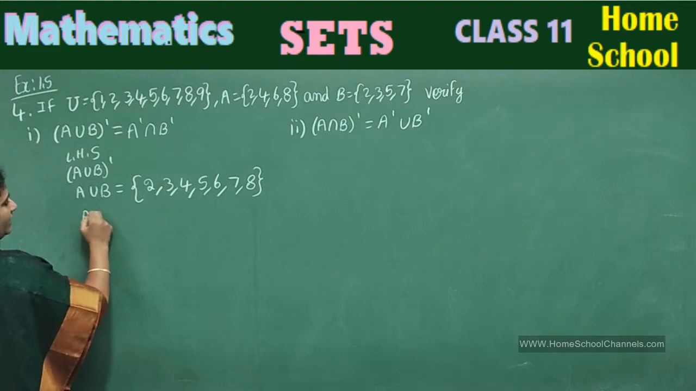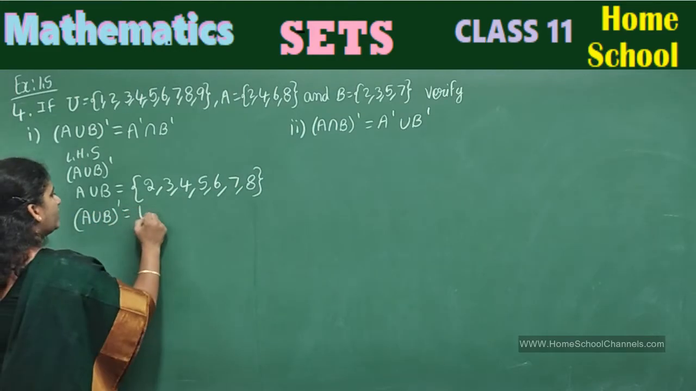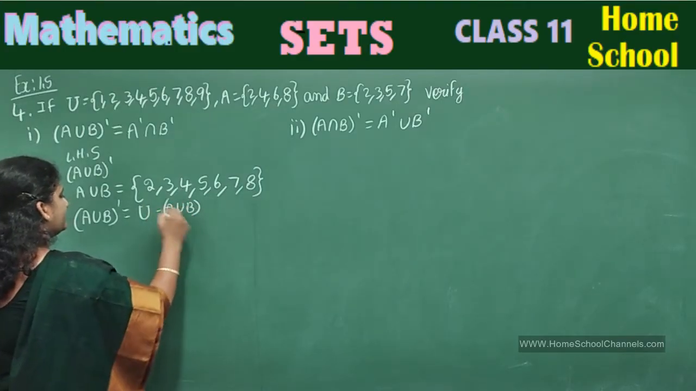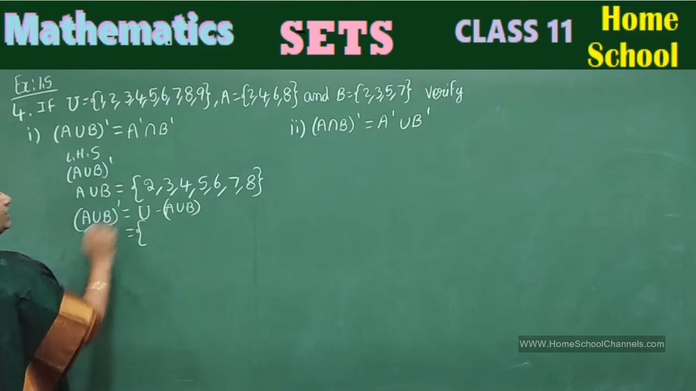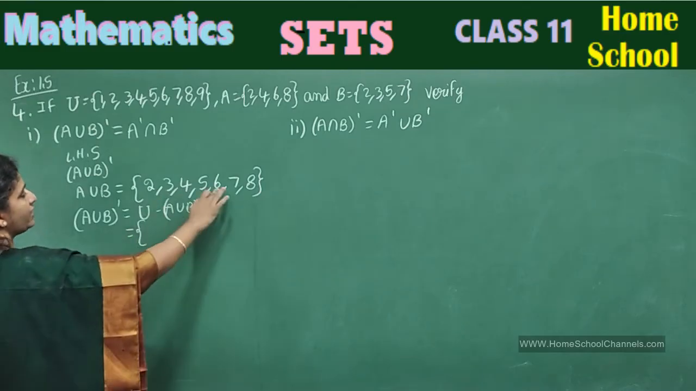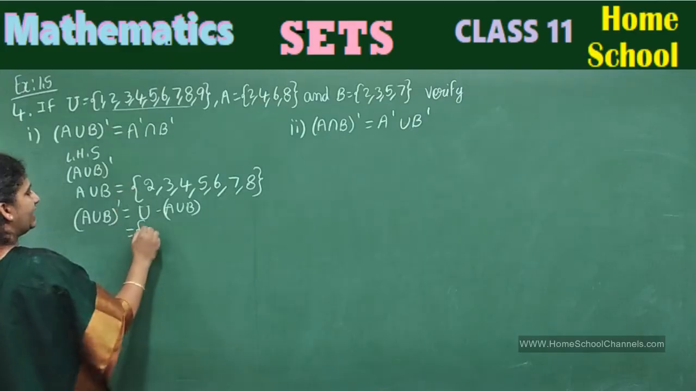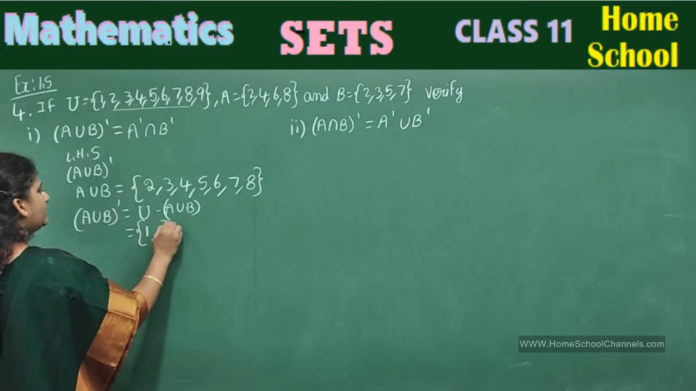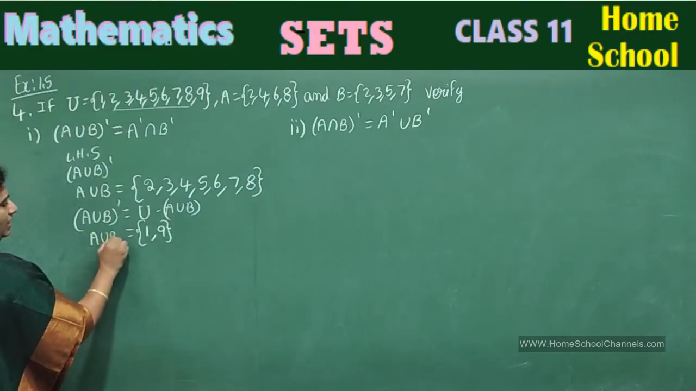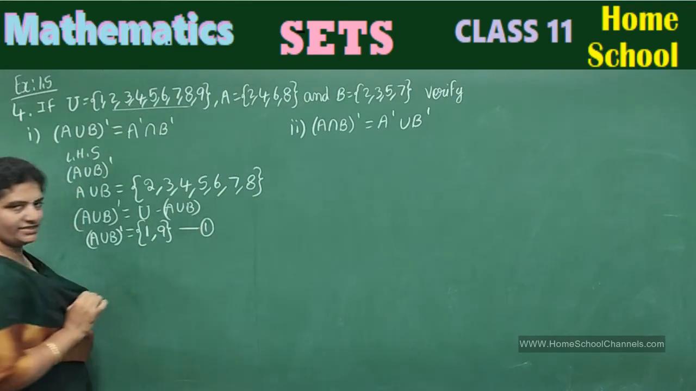Its complement: A union B whole complement is equal to, in the universal set, remove the A union B set. That is equal to, in the universal set, other than these elements 2, 3, 4, 5, 6, 7, 8. From here to here, if you remove them, what are the elements left over? 1, 9. This is A union B whole complement. Mark this as the first equation.